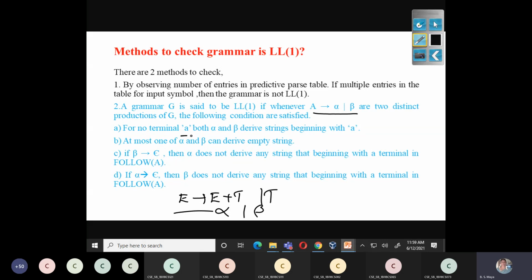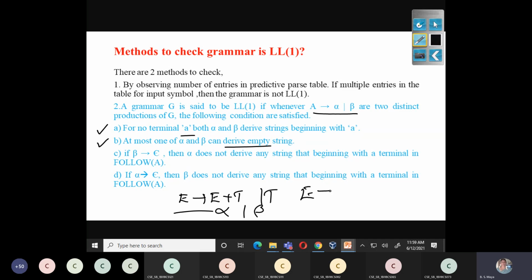For no terminal A, both alpha and beta derive strings beginning with A. If alpha and beta are both starting with A, the same symbol, then it will be difficult to find out which one to take. This condition can also be used: at most one of alpha and beta can derive the empty string. Whenever both symbols derive the same starting symbol, then I can use this method, or any one of the symbols.